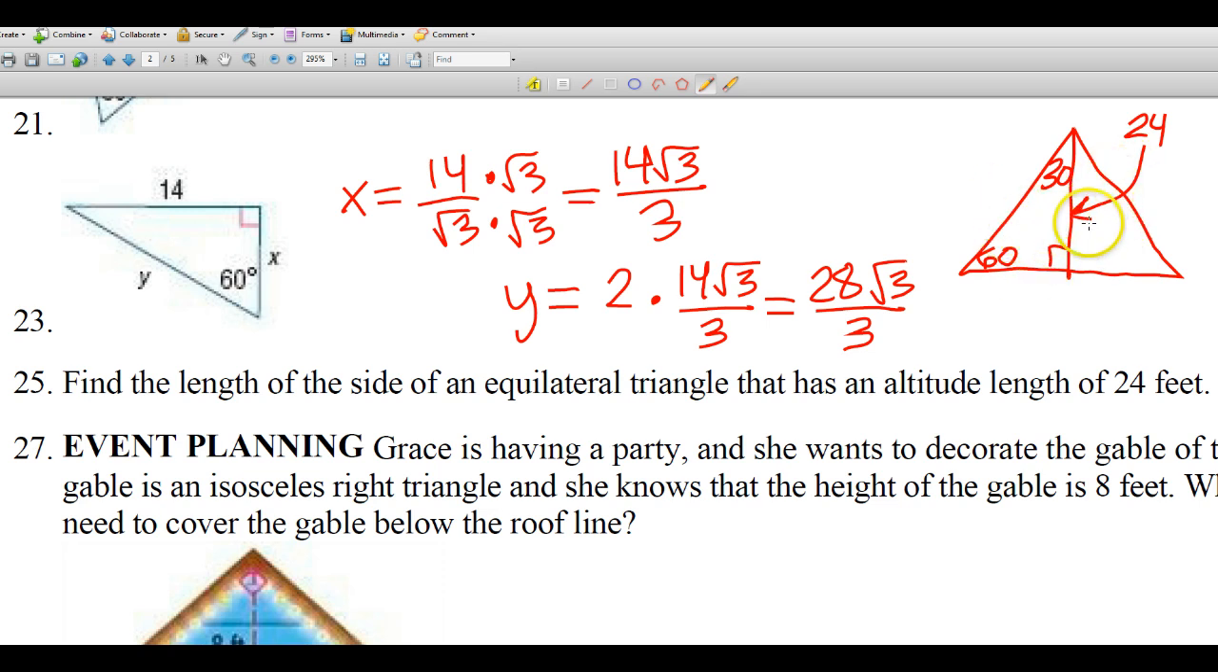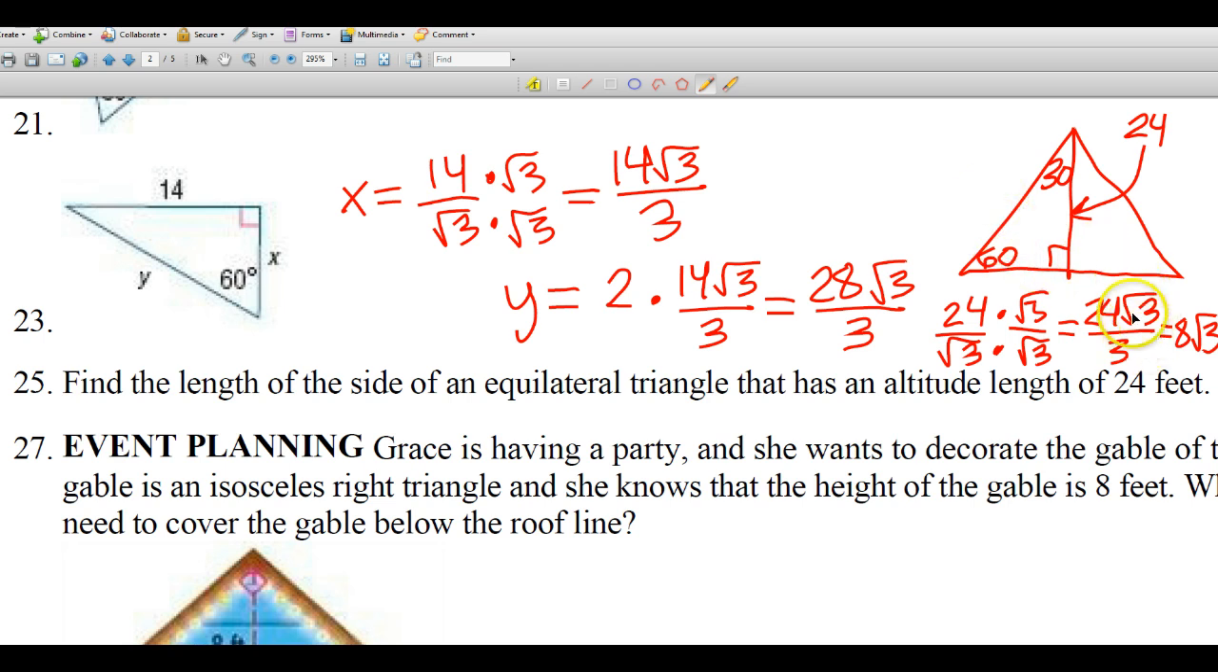So the first thing that we have to find is the short leg. So the short leg is the long leg divided by the square root of 3. So we rationalize that. And that would be 24 square root of 3. Square root of 3 times square root of 3 is 3. 3 goes into 24 8 times. So that would be 8 square root of 3.